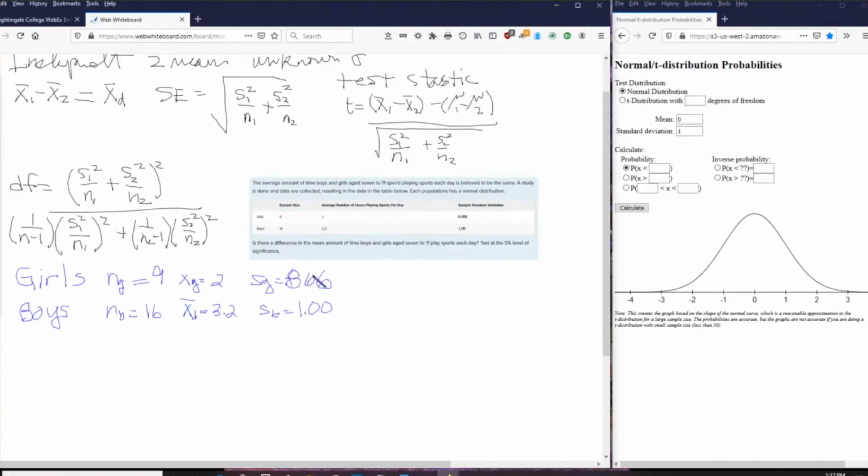Okay. Now we want to know, is there a difference in the mean amount of time boys and girls aged 7 to 11 play sports each day, and we want to test at the 5% level of significance. So that means our alpha is going to be 5%, which is the same as 0.05, which means we have a confidence level of 95%.